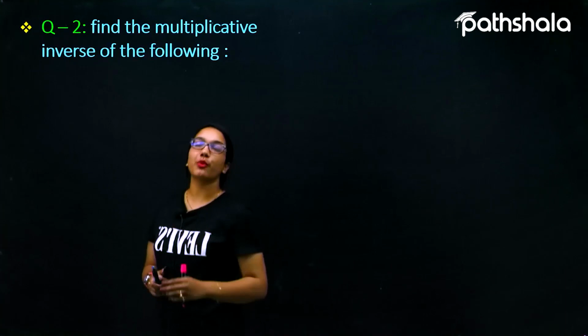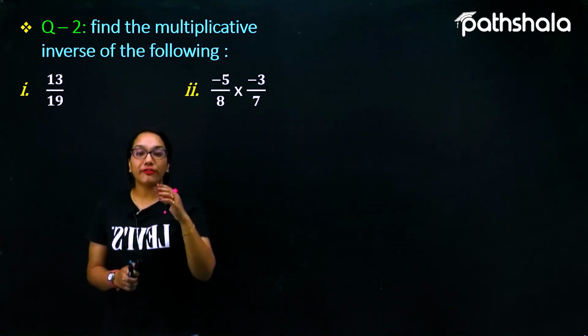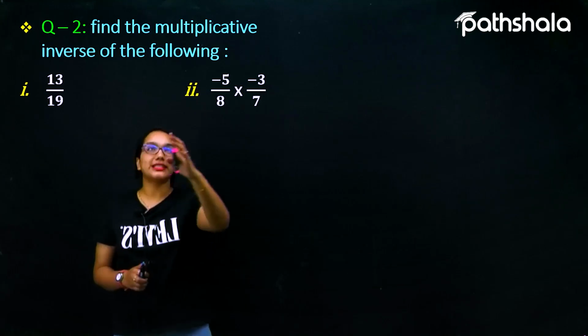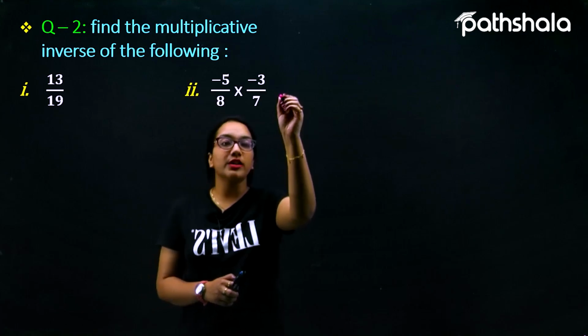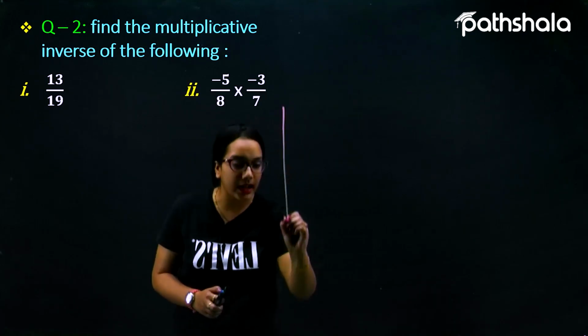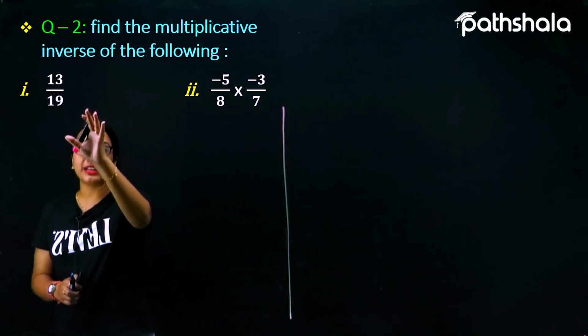So let's just move on further towards the second question. The second question says to find the multiplicative inverse of the following. The first part is 13 by 9 and the second part is minus 5 by 8 into minus 3 by 7. So let us suppose we are solving the first part first, that is, we have to find out the multiplicative inverse for 13 by 19.